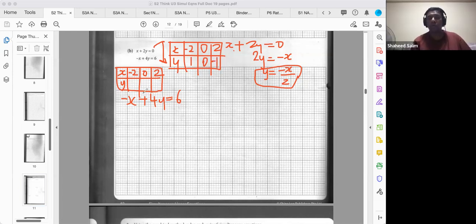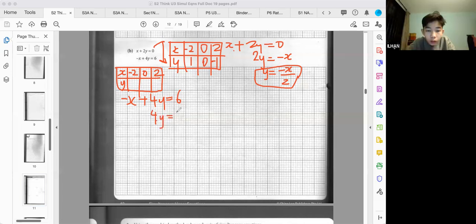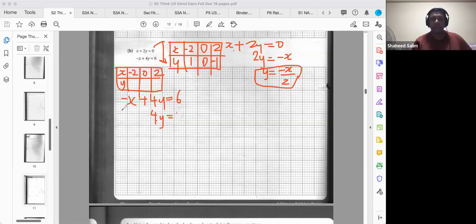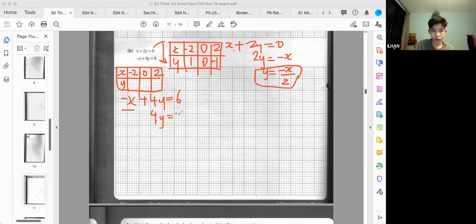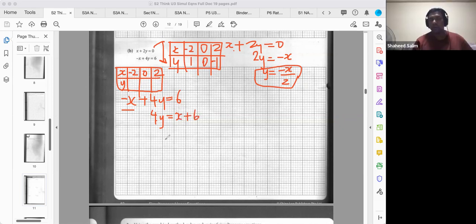Next one is best to rearrange it like how I rearrange. It's easier for you. So now 4y is equals to, you bring the x over, minus x you bring over becomes positive x. Then don't forget plus 6. So now y, both must divide by 4. x over 4.